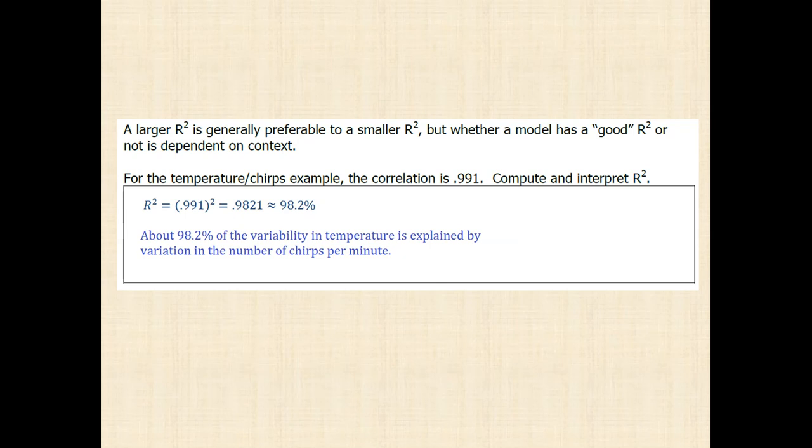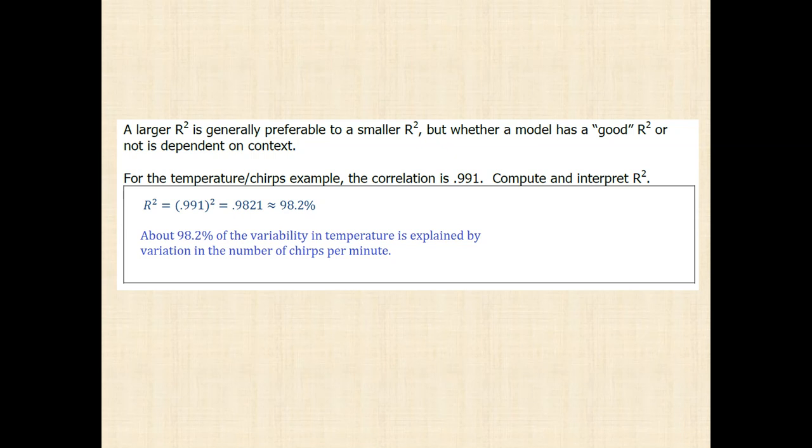But still, you could compute the R squared to get an idea of how well one model does compared to comparable models. So for the temperature and cricket chirps example, the correlation is 0.991. To compute R squared, you just take the 0.991 and square it, and then the convention would be to convert that into percent form. So 0.991 squared is 0.9821, which is about 98.2%.